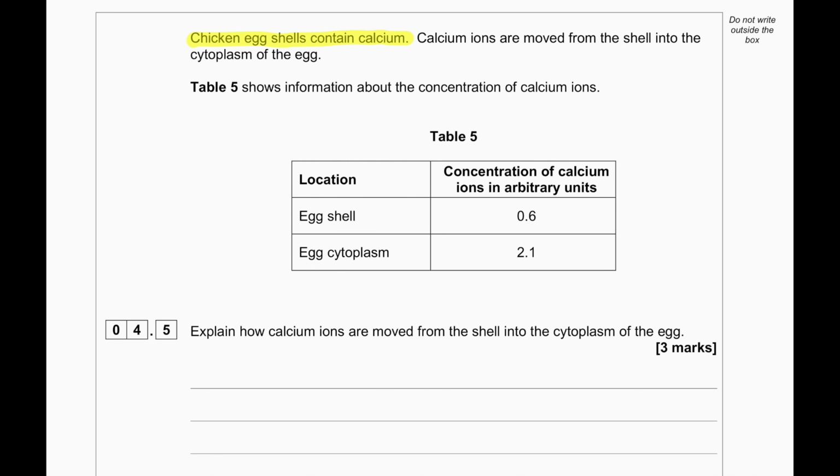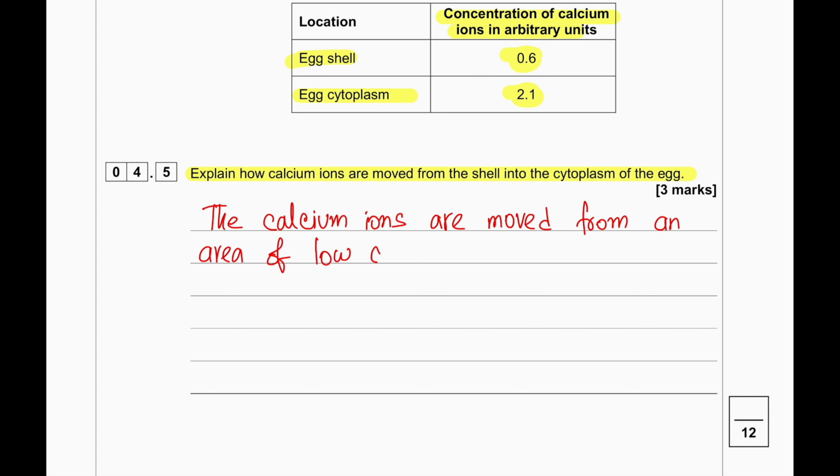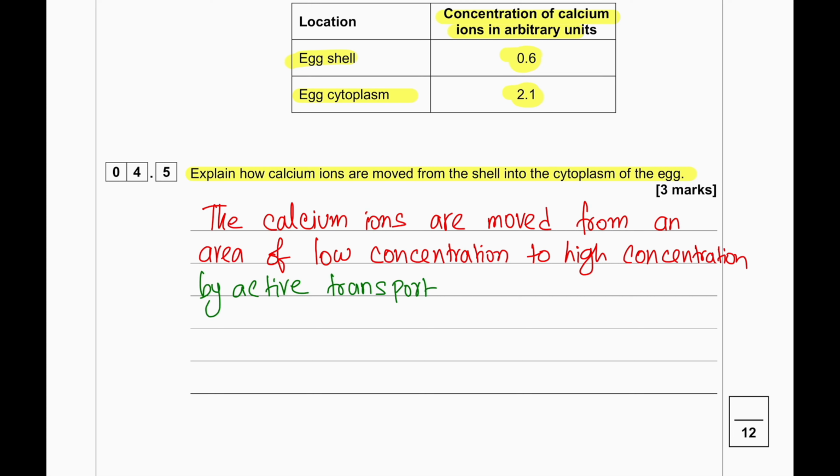Chicken eggshells contain calcium. Calcium ions are moved from the shell into the cytoplasm of the egg. Table 5 shows the information about the concentration of calcium ions. Eggshell, concentration of calcium ion in arbitrary units, 0.6. Egg cytoplasm, 2.1. Explain how calcium ions are moved from the shell into the cytoplasm of the egg. First of all, there is a high concentration of calcium ions in the cytoplasm compared to that of the eggshell. So, the ions are moved from an area of low concentration to high concentration. That means it should be done by active transport, which requires energy from respiration.